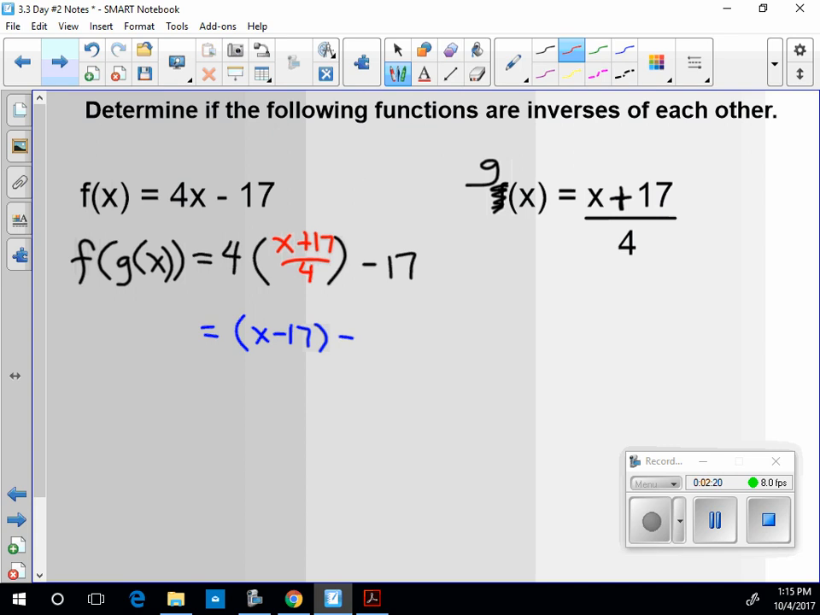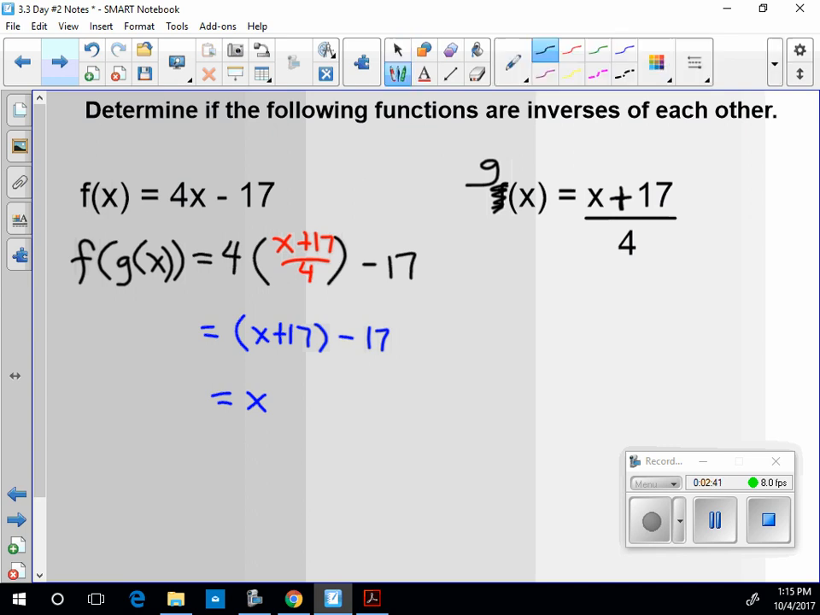So that's really awesome because now that plus 17 and that minus 17 are gone. So f of g of x is x. If these two functions were what they were when I actually started, then these wouldn't be inverses of each other. All right, well, cool. So then we're halfway home.